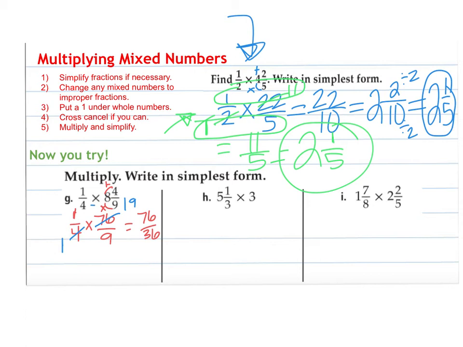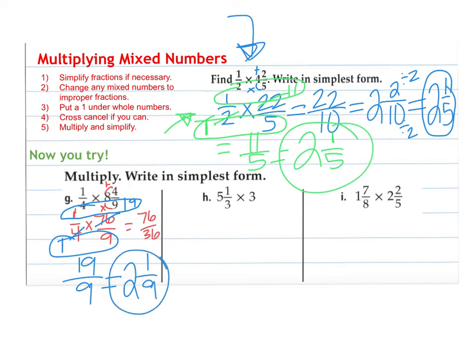Then I multiply straight across with my new number. So 1 times 19 would be 19. 1 times 9 would be 9. I know that 9 can go into 19 2 times. 2 times 9 is 18, which means that there's 1 left over. So I have 2 and 1/9.